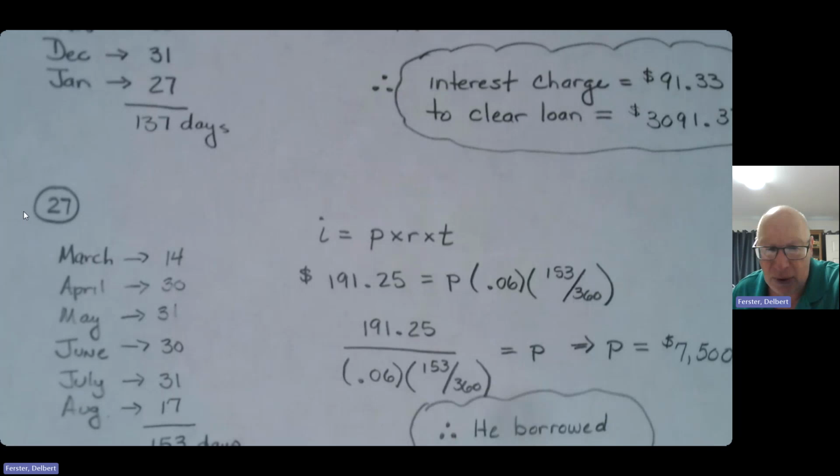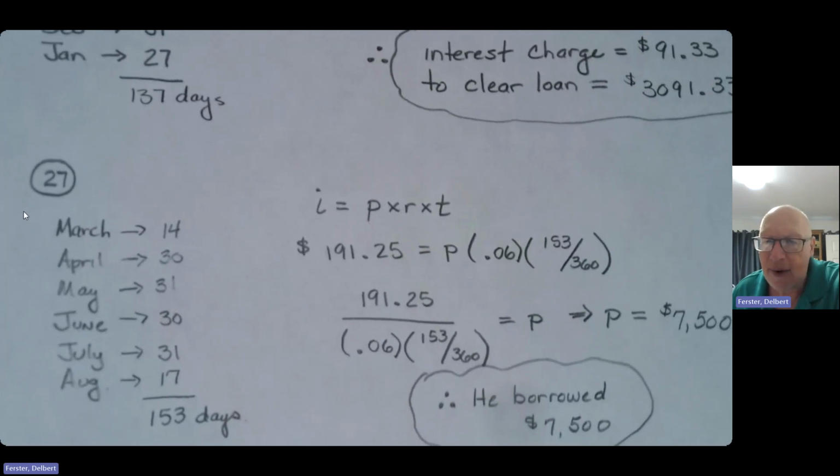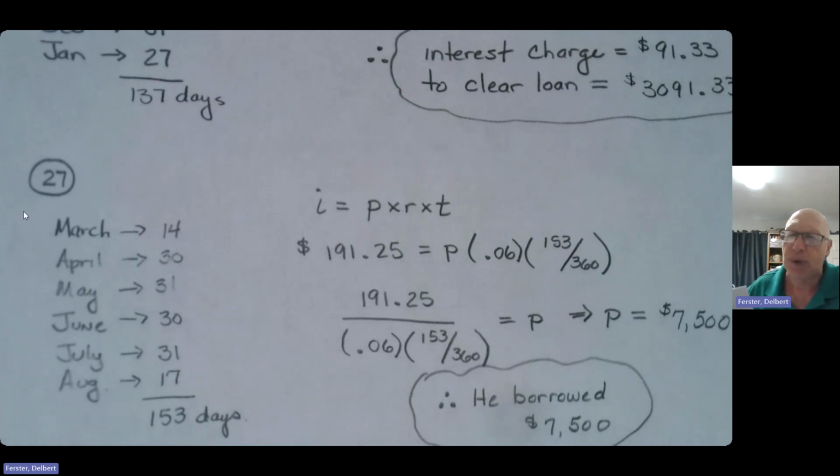27 asks us to figure out how much we borrowed if we have information about how many days transpired between the beginning of the loan and the payment, and we're given information about the interest charge and the interest rate. So again, for the days pertinent to this problem, relative to March, you see that the loan was taken out on March 17th. So the 14 you see over there with the March is 14 more days until the end of March. All right, you're going to pay back the loan on August 17th. So it's similar to what we saw in the last problem, a whole bunch of numbers referencing days in months.